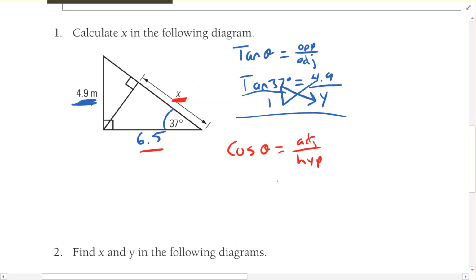Okay, and again now just fill in what you know. So it's going to be cosine of 37 degrees again, is equal to, and now this time we're looking for the adjacent. So it was called x, so I'm going to keep it like an x, over 6.5.